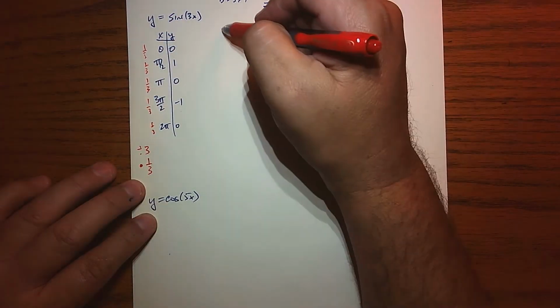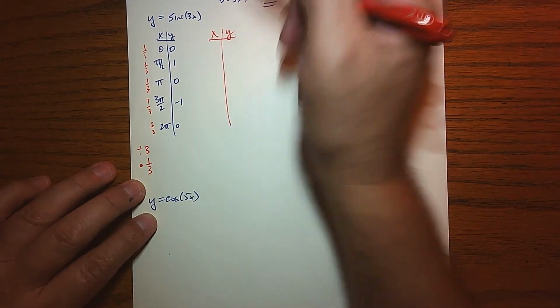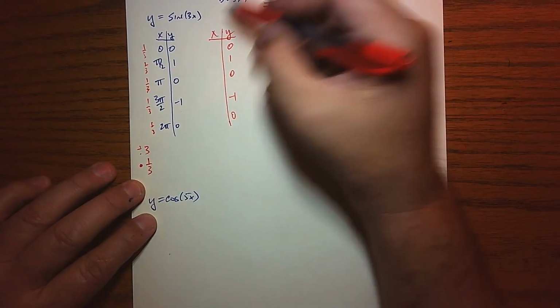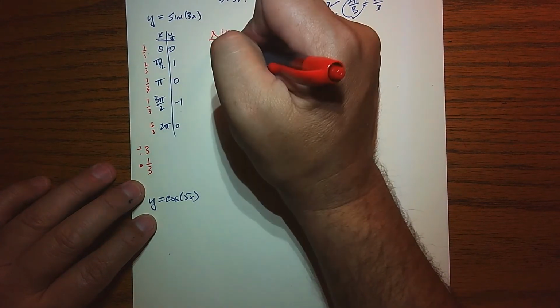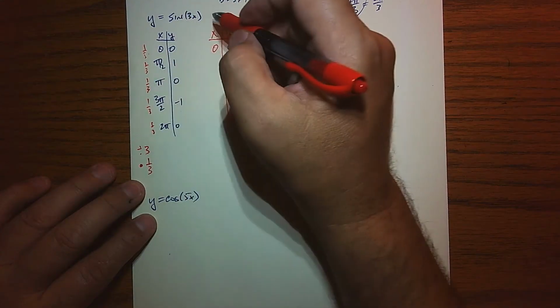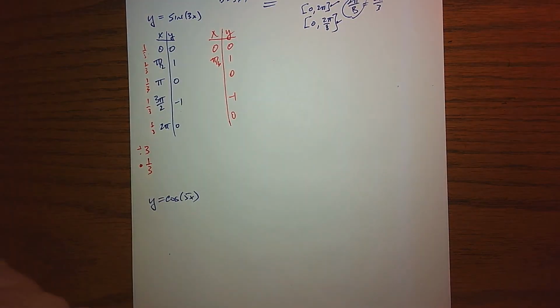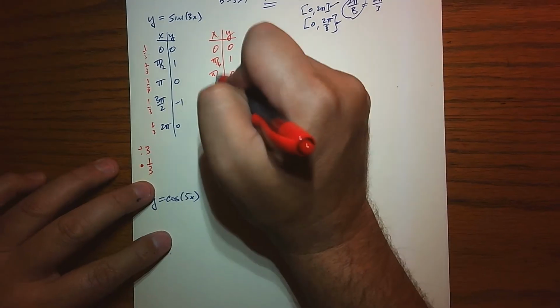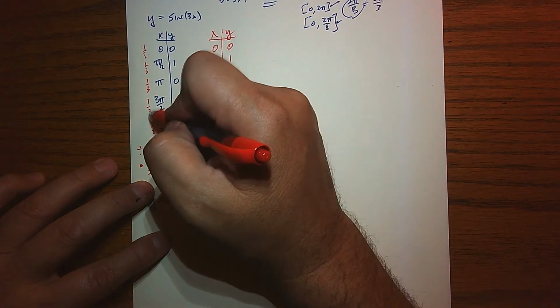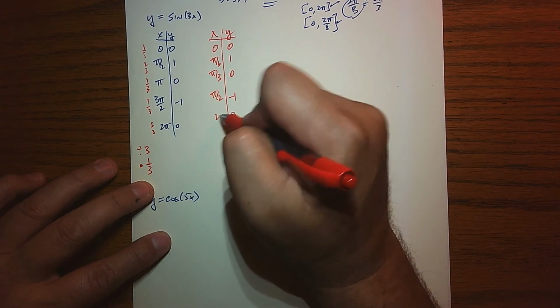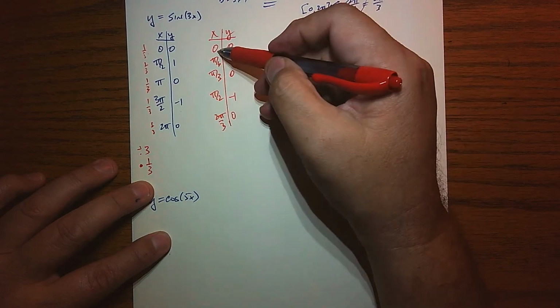So what are my new points? Well, the y values aren't changing. We're not doing anything to those guys. But 1/3 times 0 is 0. 1/3 times pi over 2 is pi over 6. 1/3 times pi is pi over 3. The 3's cancel out, and we have pi over 2. And what we get there is 2 pi over 3. So that's my endpoint.